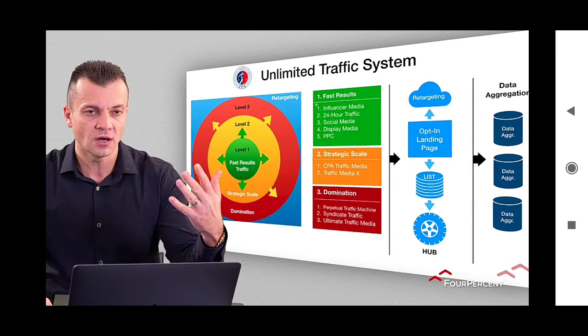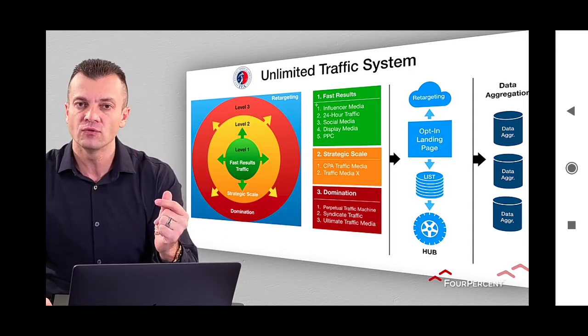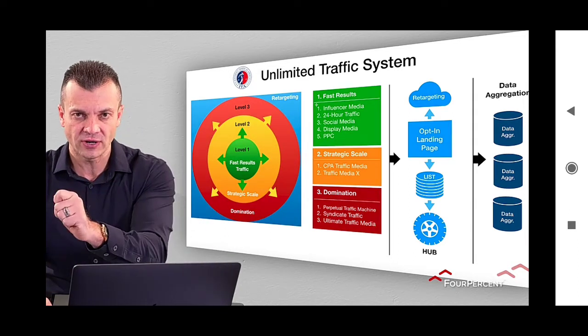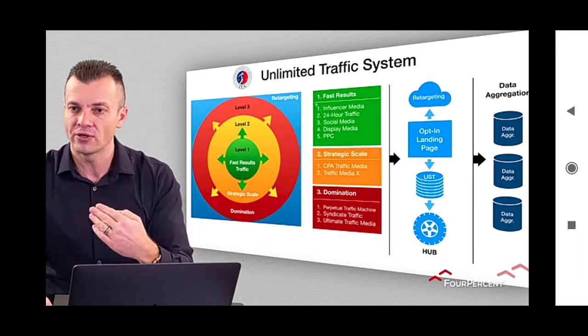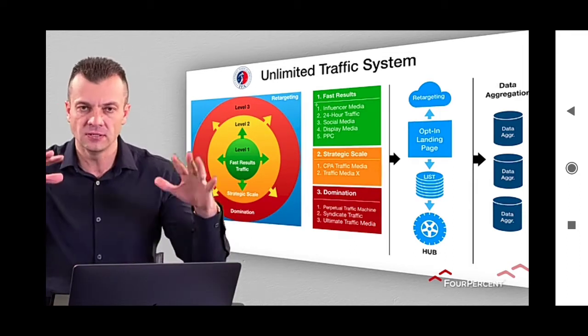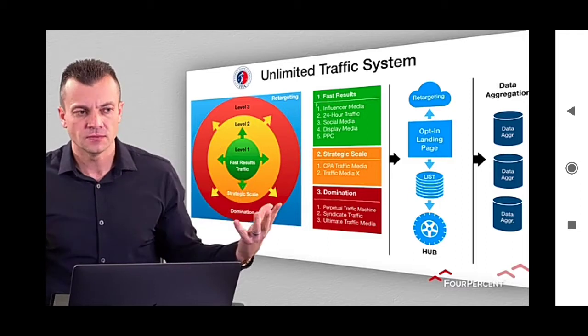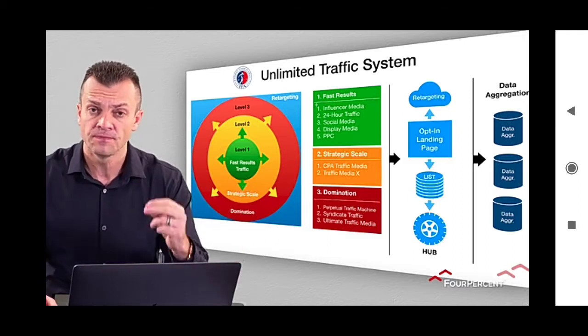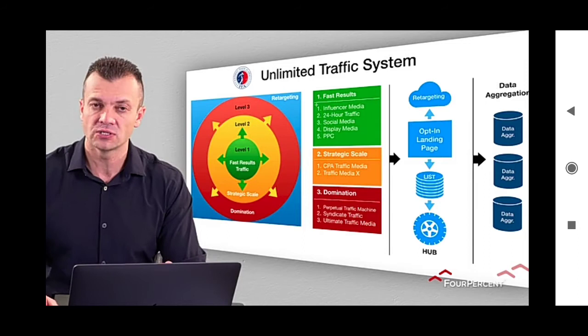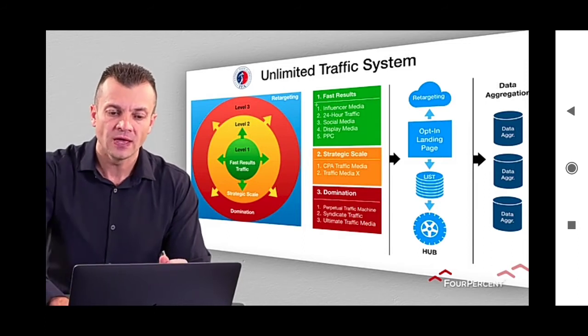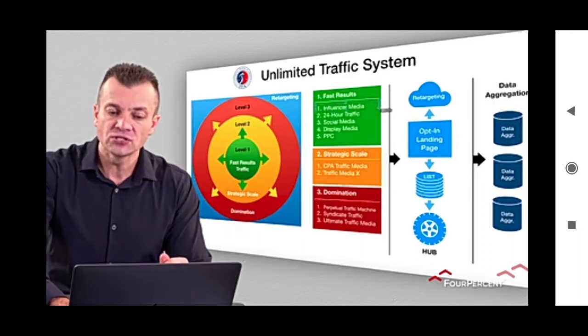If I wanted to get 100 visitors today, I deploy level 1 traffic sources or traffic strategies, and I can get traffic today. I don't have to wait for it. I don't have to build it out. I don't have to wait 3 months to see results. I can literally see it on demand. That's why it's called fast results traffic, right? And number 1 is influencer media.